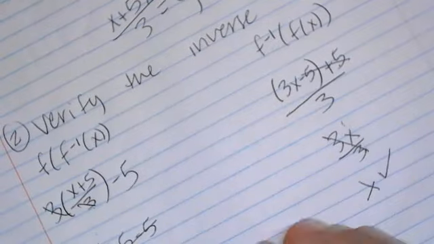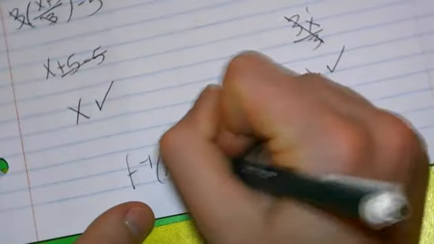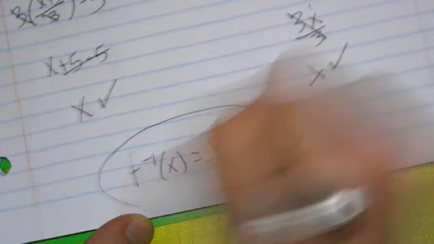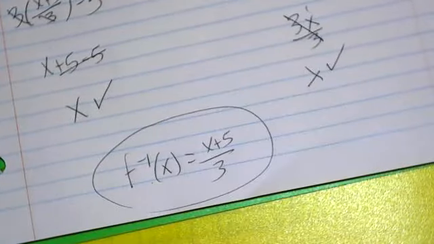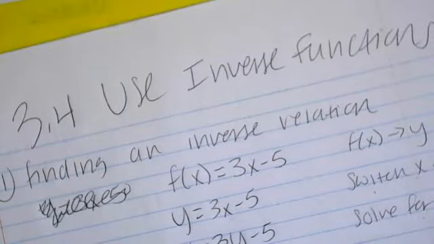So down at the bottom here, I'm going to say f inverse of x is, I don't know how much you can see this, there we go, x plus 5 all over 3. And then I can box it up and I can call it good. All right, that was an entire problem for finding and verifying an inverse.